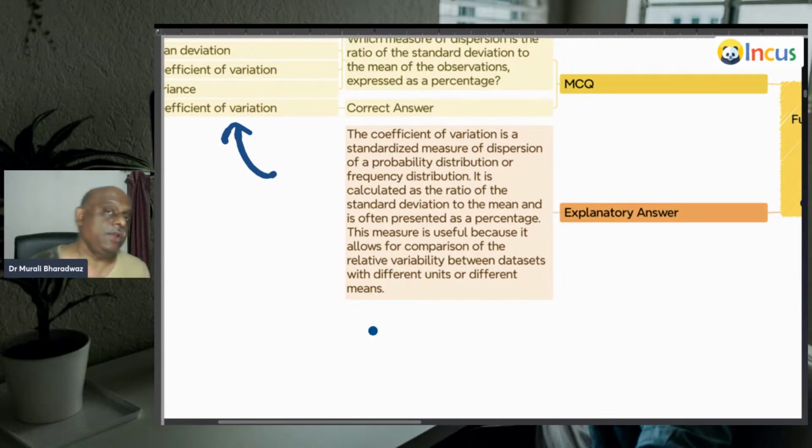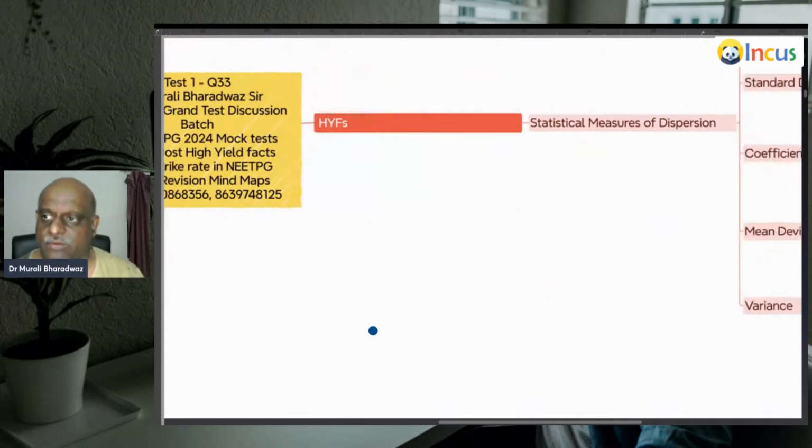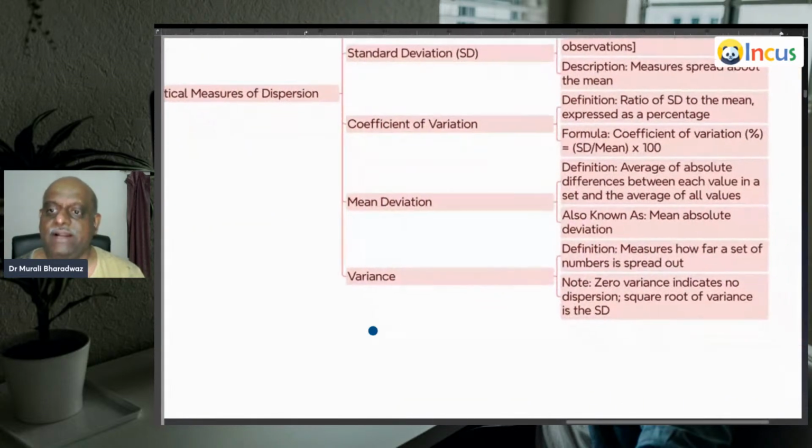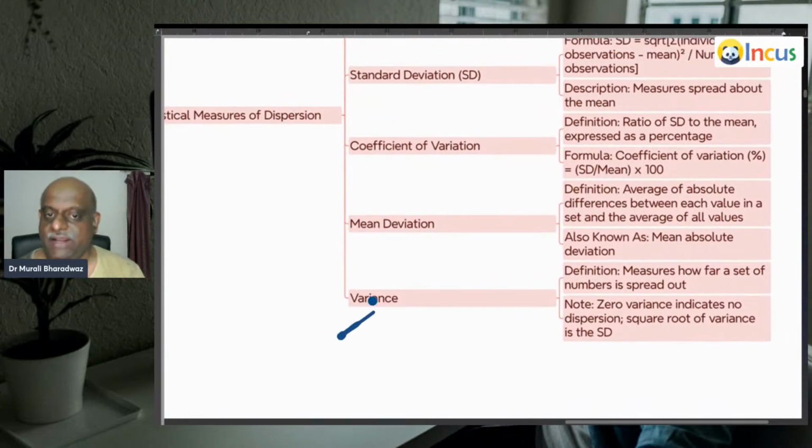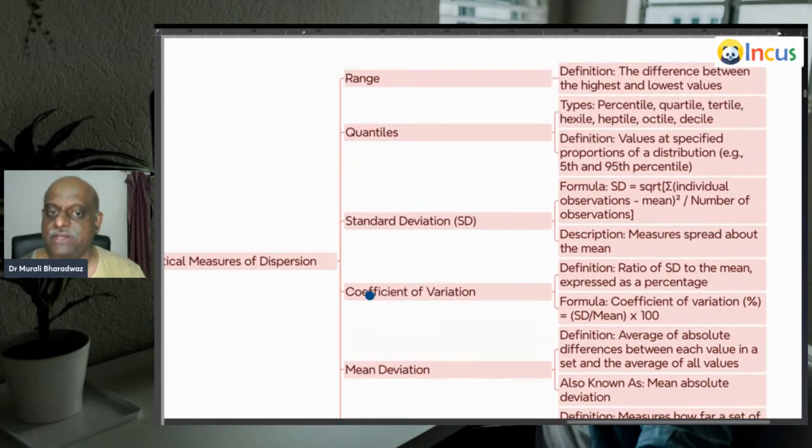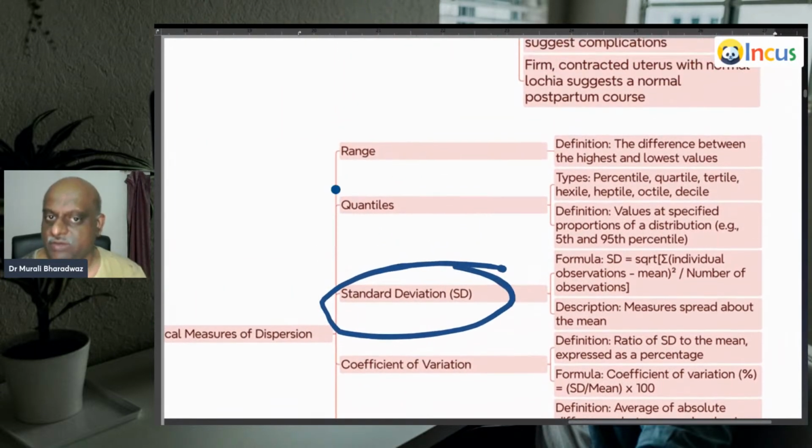And it is very useful because it allows the comparison of the relative variability between the two data sets based upon the two different mean values. That is what you need to remember. So I leave the literature for you. What is variance, what is mean deviation, what is coefficient of variation, what is standard deviation, what are quantiles, what is the range.